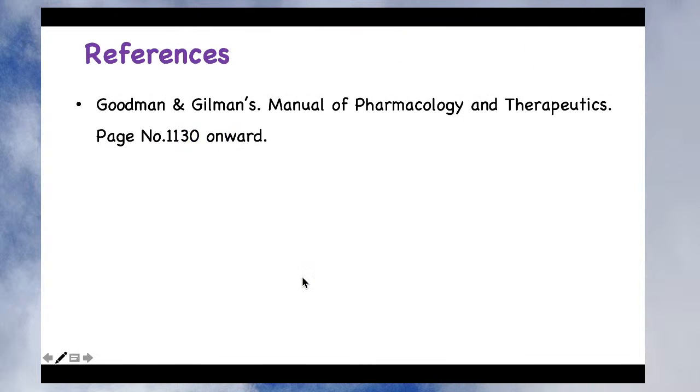I am done with today's session. For this chapter, that is part 1 and part 2 of arsenic poisoning, I have referred to Goodman and Gilman, Manual of Pharmacology and Therapeutics, page number 1130 onwards.